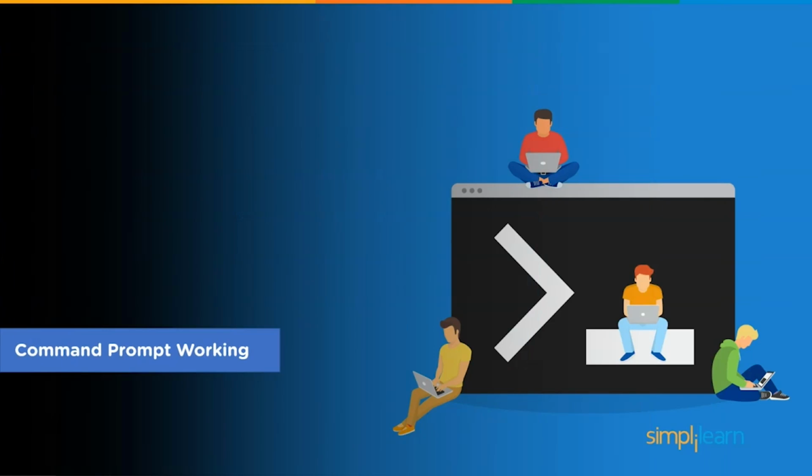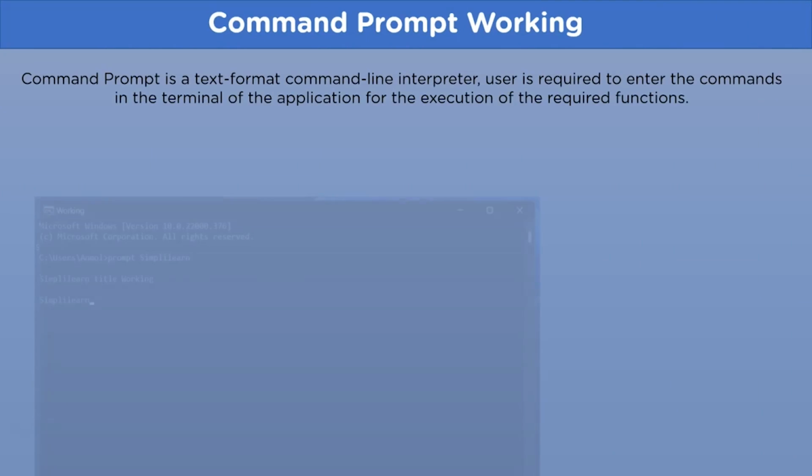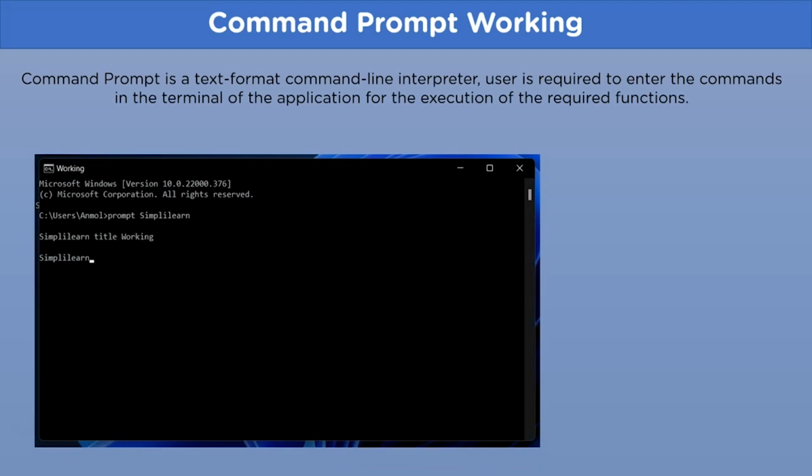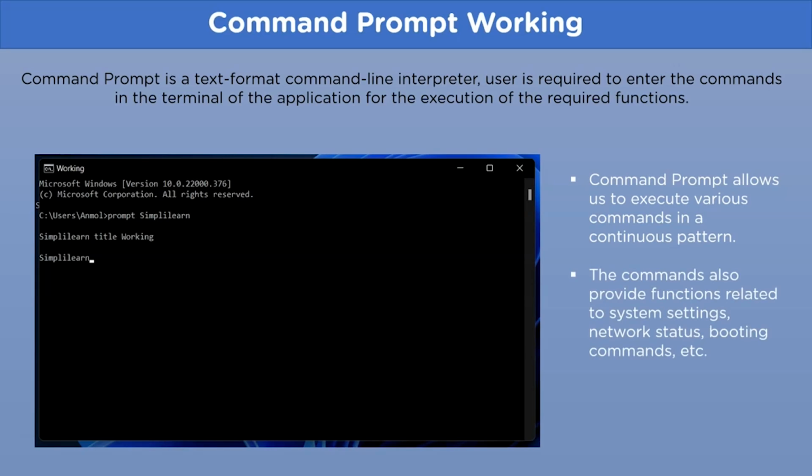Moving on, we have command prompt working. The command prompt works as a command line interpreter, which requires the user to enter a command line in the terminal window. After that, we have to press enter to execute the function. Command prompt also allows us to have multiple windows open at the same time with execution of different commands. The commands in the terminal window allow us to access data about settings related to our system or network status or booting sector commands.